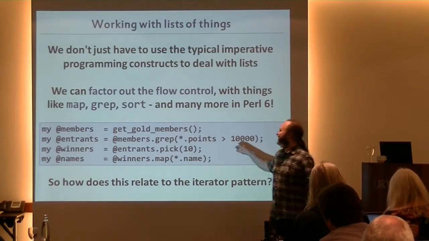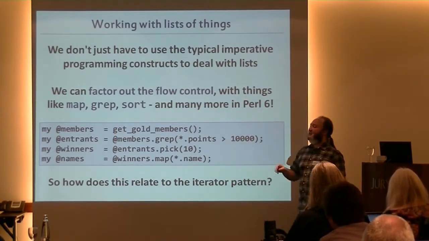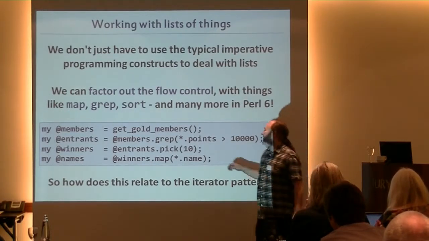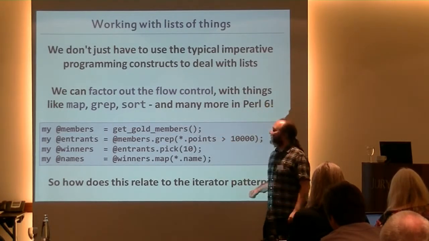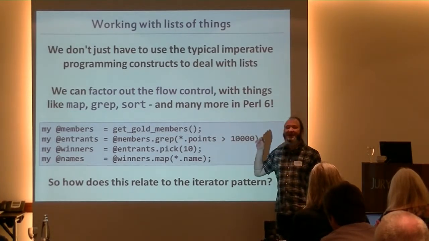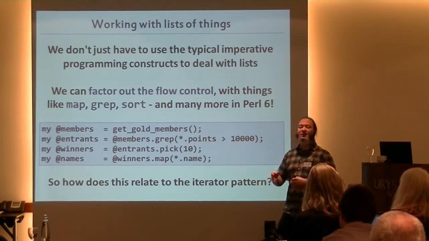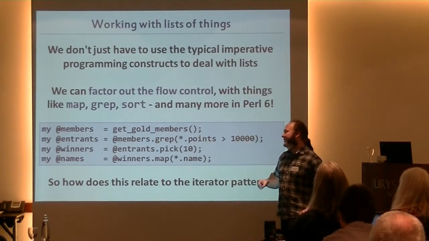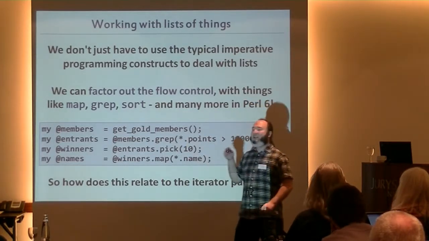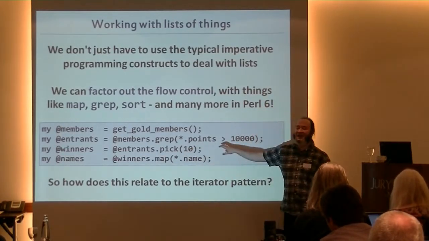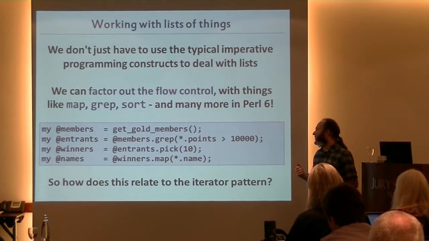So we get a nice little block being passed in there, which saves us writing the curlies and the underscores and so on. Here we get all the members that have more than 10,000 points, and they are entrants to our little competition. Then we pick 10 winners, which picks 10 things at random from the list. Then we want the names of the winners, so we just use map, and again I use this little syntax, and that gets me the names of the winners.